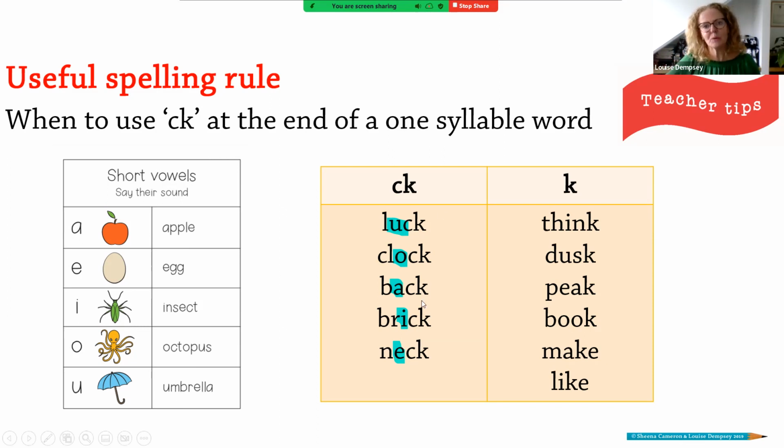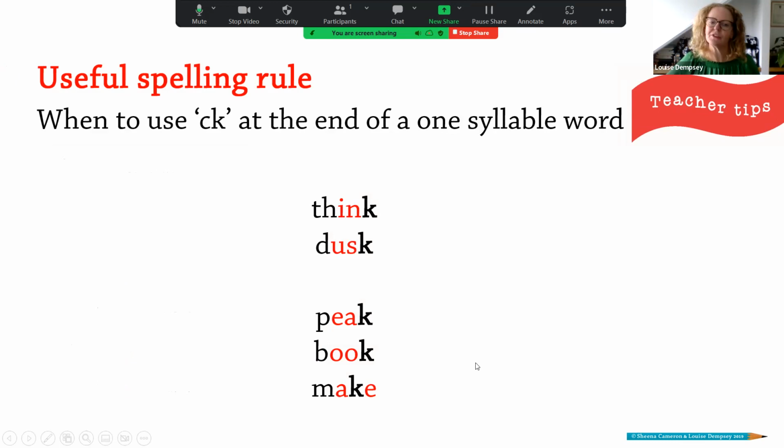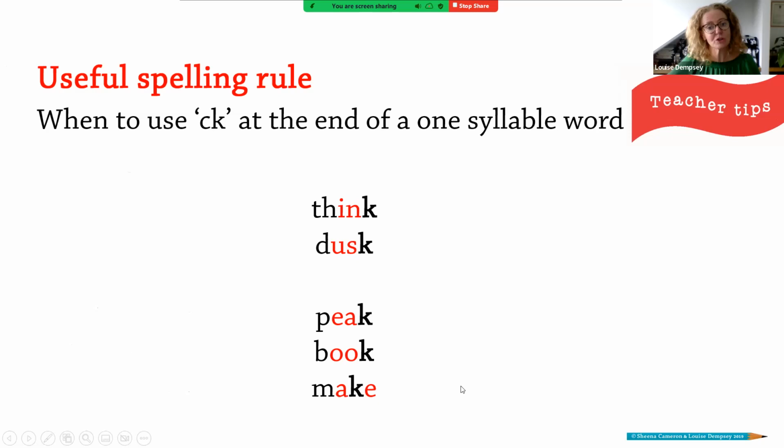So what do we notice about the other words? I could put those into two groups for you so you can work them out. Have a look at the top two words and the bottom three words and think, what do you notice about them? Let's look at the top two first of all. They definitely have the short vowel, don't they? Think has the short I, and dusk has the short U, but they don't just have a short vowel and then the K. They have another consonant before the K. So the rule is if you've got a short vowel and then another consonant before your K, you just use the K.